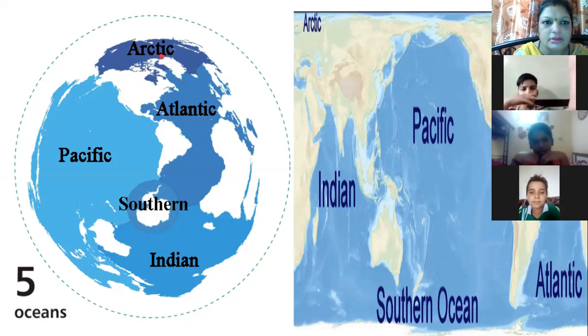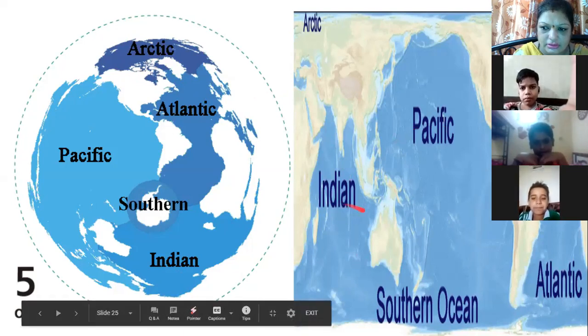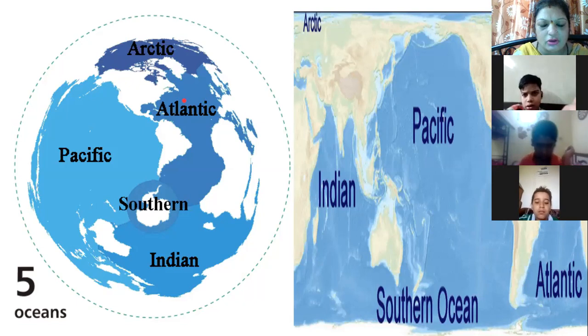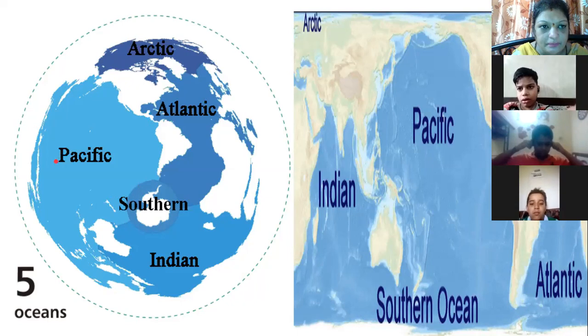We will repeat the names again. Pacific, Indian, Atlantic, Southern and Arctic. So total 5 oceans are there. The largest ocean is the Pacific Ocean and the smallest is the Arctic Ocean. The way we have the continents, the largest continent is Asia and the smallest continent is Australia. Similarly, the largest ocean is Pacific and the smallest ocean is Arctic.